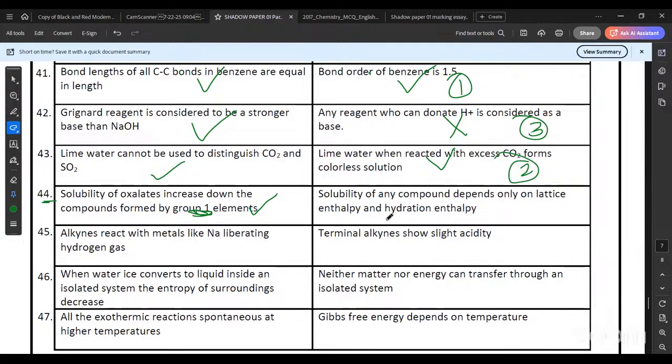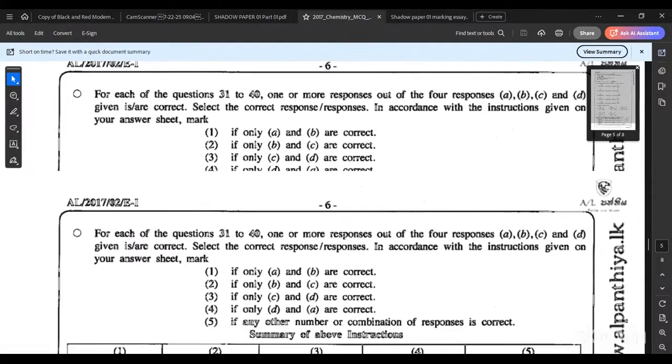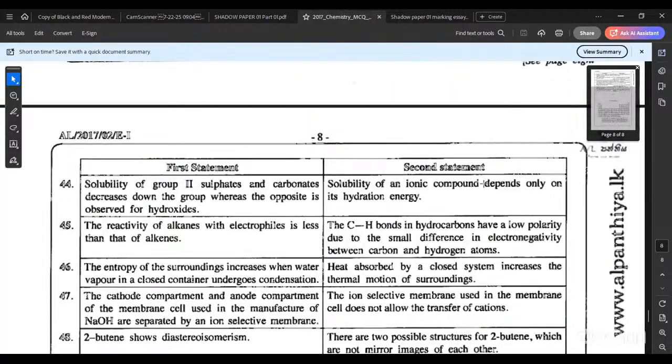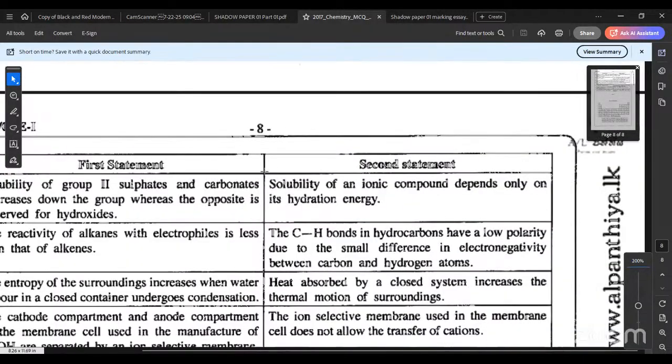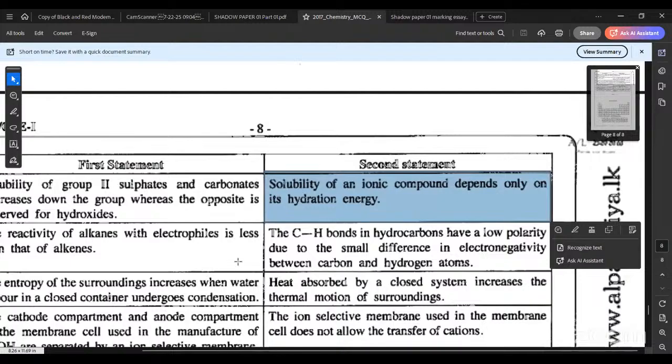Yes. Solubility of any compound depends on lattice enthalpy and hydration enthalpy. That is correct. Lattice enthalpy and hydration enthalpy. 44th question, 2017 A level. Solubility of an ionic compound depends only on its hydration enthalpy. That is wrong. It depends on hydration enthalpy and then lattice enthalpy. So that is correct.